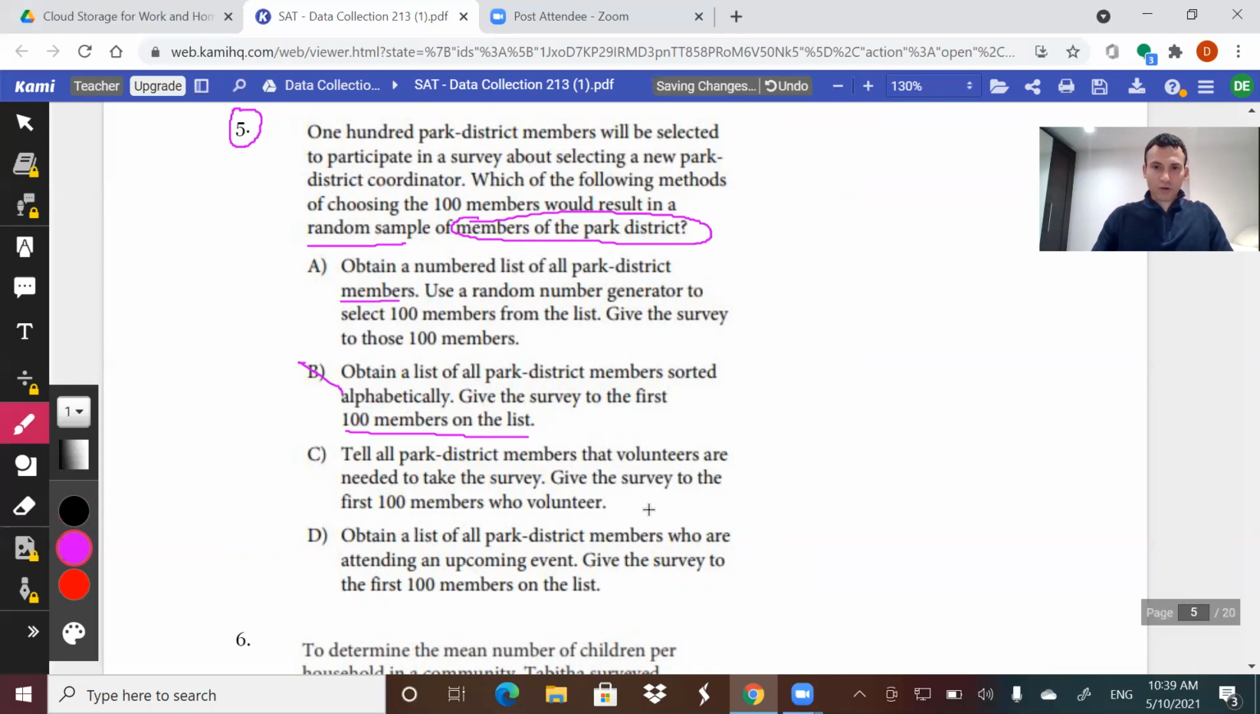Tell all Park District members that volunteers are needed to take the survey. Again, volunteers is problematic. Volunteers tend to feel strongly one way or another. We need to randomly select people, even those who are shy and may not speak up. D, obtain a list of all Park District members who are attending an upcoming event. Well, the upcoming event may be hosted by one of the hopefuls, a person who wants to be the next Park District coordinator. So maybe everyone who attends that event is a fan of that person. So again, that's an issue. We need A because it's completely random.